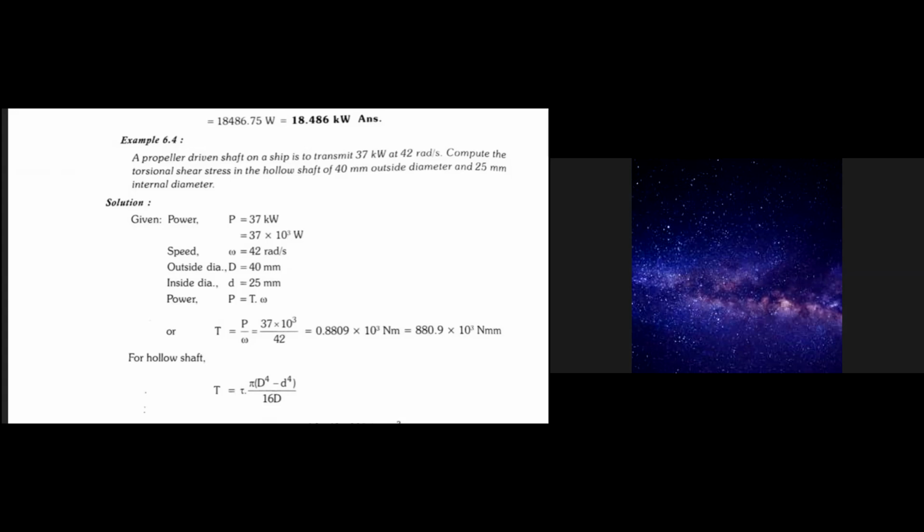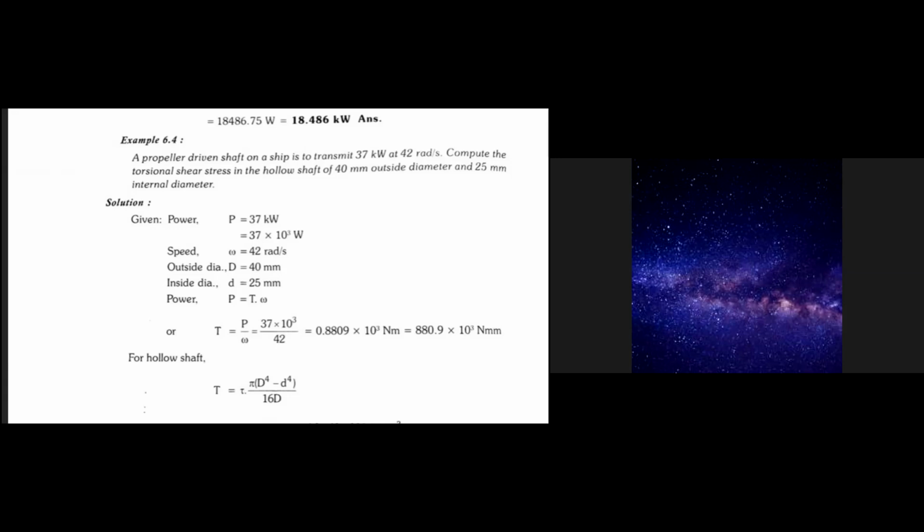Compute the torsional shear stress in the hollow shaft of 40 mm outside diameter and 25 mm internal diameter. So here the shaft transmits 37 kilowatts of power, that is converted into watts, 37 into 10 cube watts. And angular speed is given, that is omega is equal to 42 radians per second.